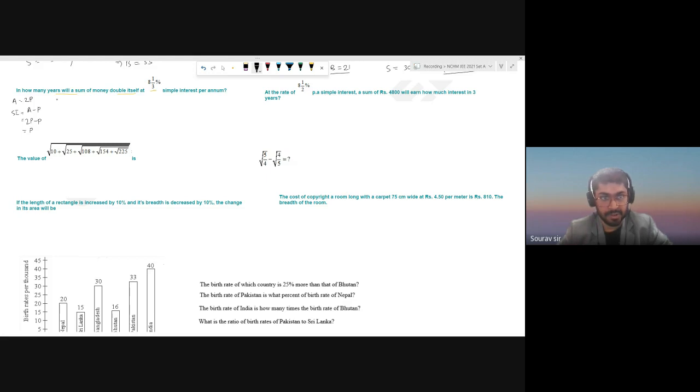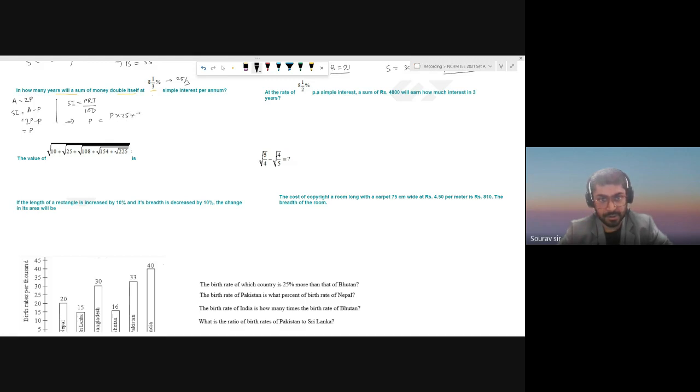So now we use the formula. SI, simple interest, is PRT by 100. So here our SI is P, our principal is also P, and R is 8 1/3, right? 8 1/3 means what? 25 by 3. So we have 25 by 3, we'll write in the denominator.